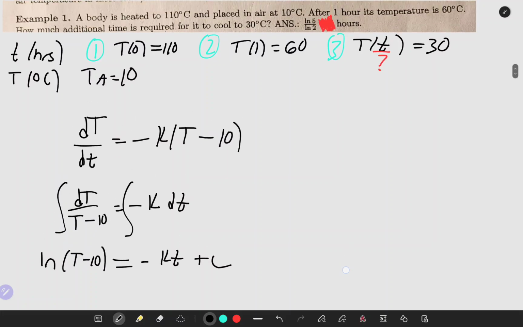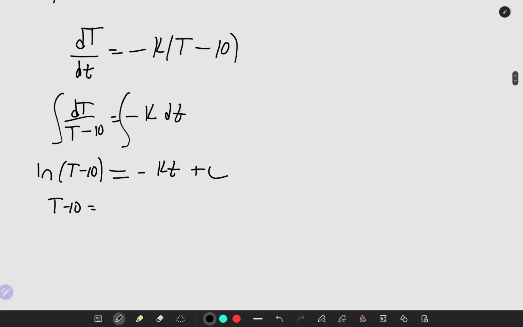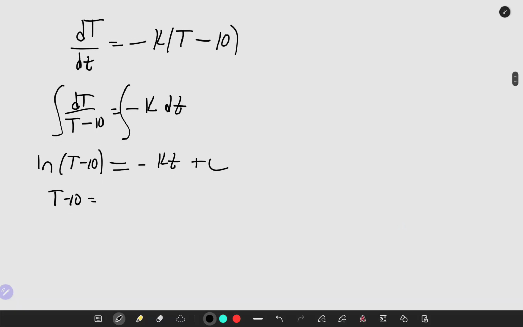We want to get rid of that pesky natural log over there. Let's take the exponential of both sides. T minus 10 is equal to that c comes out, multiplied by the whole thing, e to the negative kt. Now, let me just explain why that is, just in case some people haven't watched the first few videos. So we have, this would become e to the minus kt plus c.